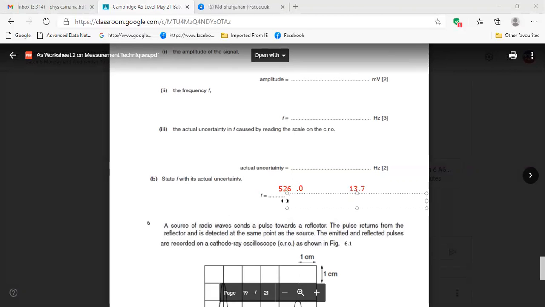Otherwise we can write 530, and here you can write 14. Yeah, that one will match. This way it is the practice for writing the actual uncertainty with the measured value, that is frequency. So it's clear, right? Yes, sir.